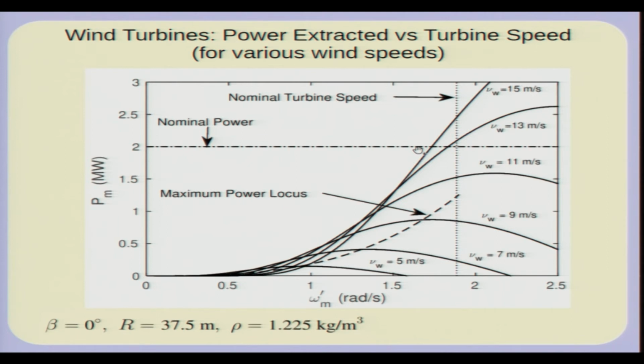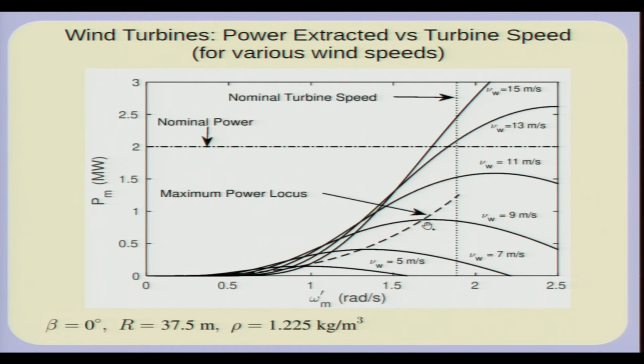Let me just repeat. Once you have got enough speed to generate power, if you are in the low speed region, you could alter the generator characteristic, so that the intersection point between the generator characteristic and the turbine characteristic moves along this maximum power point.